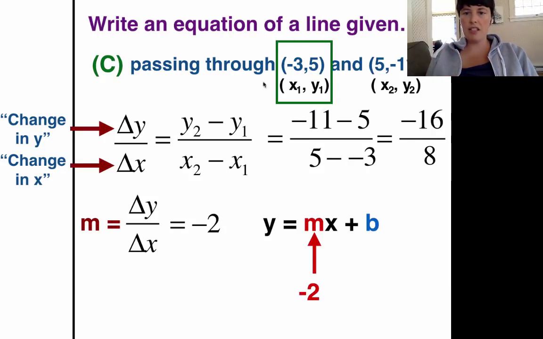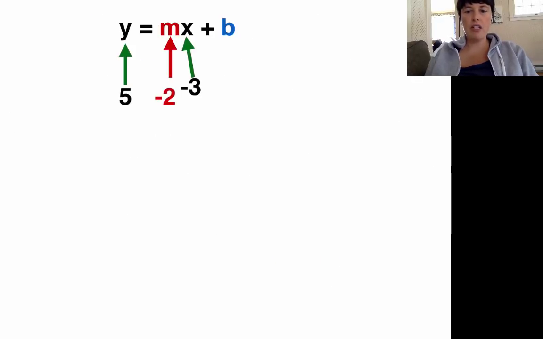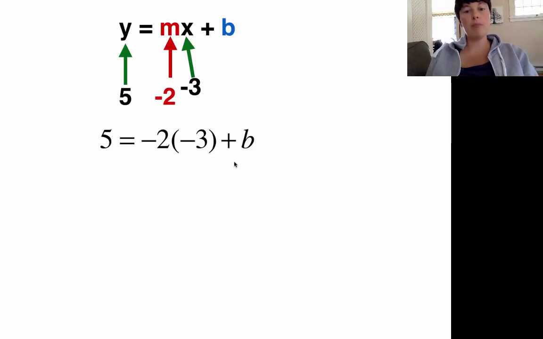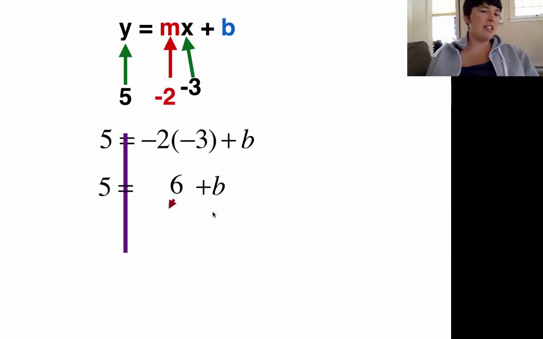I chose to use the x1, y1. What I'm going to do is I'm going to take that negative 3 and that 5, and I'm going to put it into the equation. X is going to be negative 3, y is going to be 5, and we're going to solve for that b value. So let's put a line down the middle. Let's clean this up. 5 is equal to negative 2, that's the slope, times negative 3 plus b. We don't know the b. Now negative 2 times negative 3 is a positive 6. So we have 6 plus the b is equal to 5. Take that 6 away to the other side, subtract it.